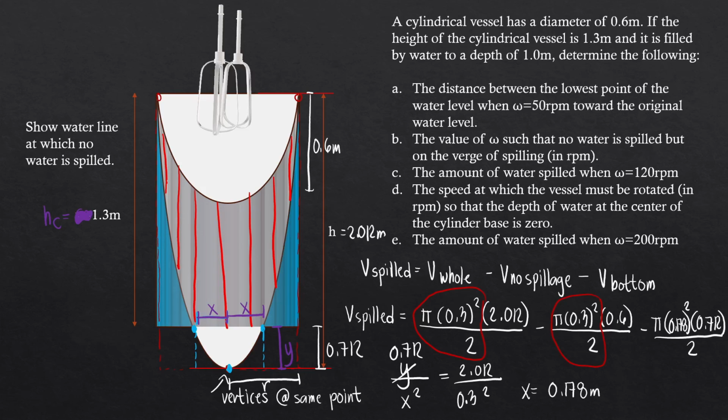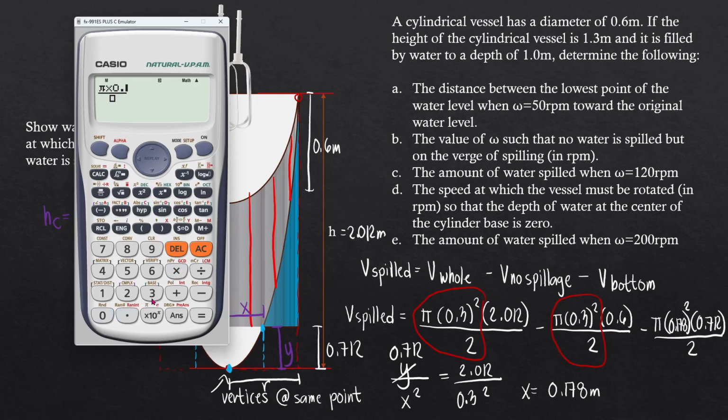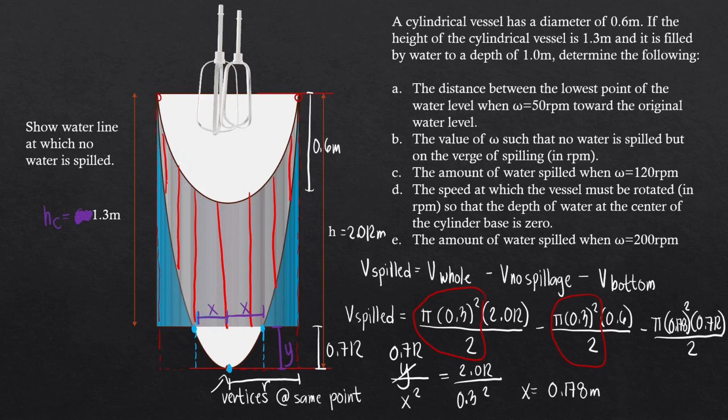And so solving that, let's actually move these expressions and factor them out. For the first two terms, we have pi times 0.3 squared divided by 2 multiplied by 2.012 minus 0.6. Again, we are just factoring this out because this is common. And then minus pi times 0.178 squared times 0.712 divided by 2. This now gives us 0.164. And so the volume spilled is 0.164 m cubed. So this is our answer.